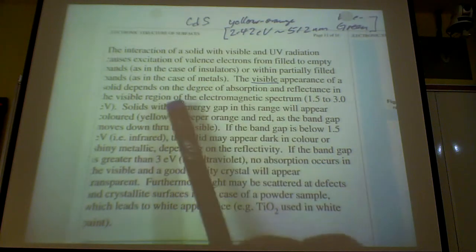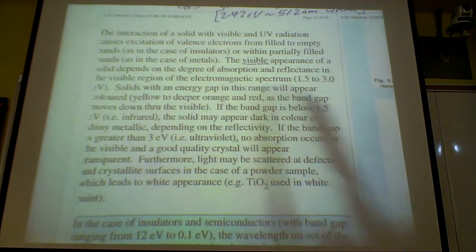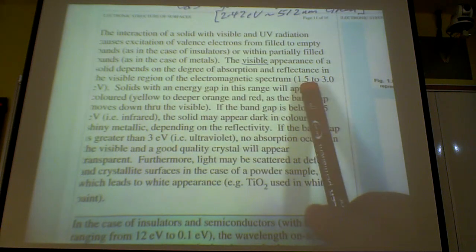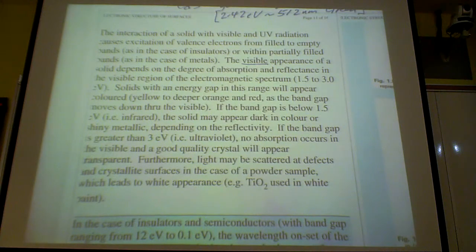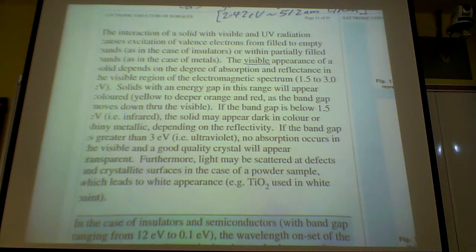Depending on the degree of absorption and reflection in this visible region of the electromagnetic spectrum, which is typically, as you know, around 350 to 760 nanometers, remember, the wavelength of our visible light that our eye can see. It corresponds to about, in electron volts, because we like to think in terms of electron volts for electronic energy structure, 1.5 to 3 electron volts. So that's a nice number to remember: 1.5 to 3 electron volts corresponds to this visible range that we see.